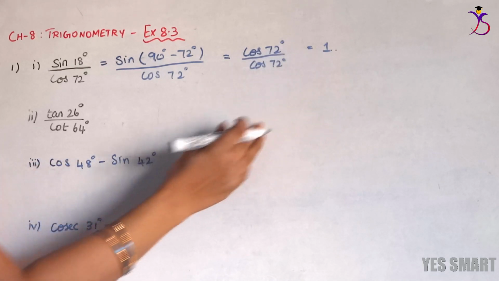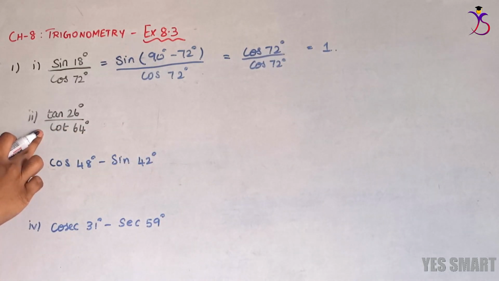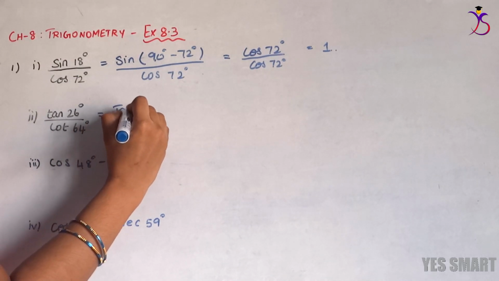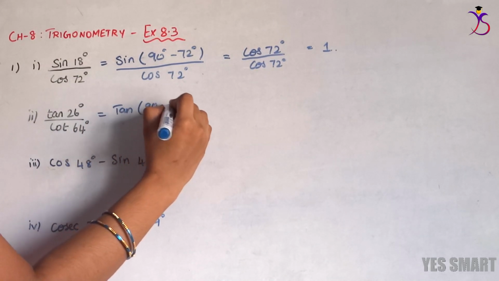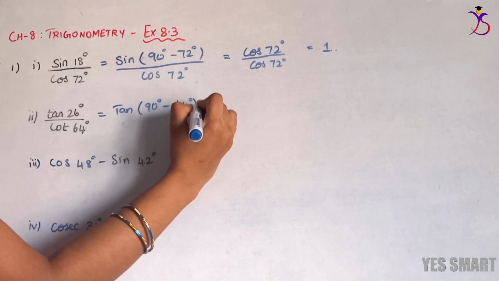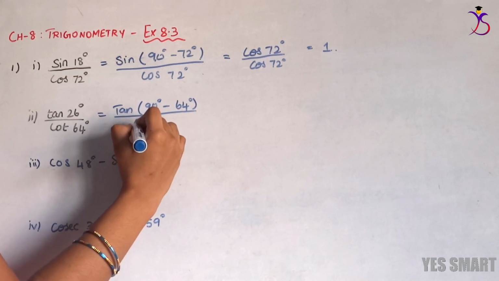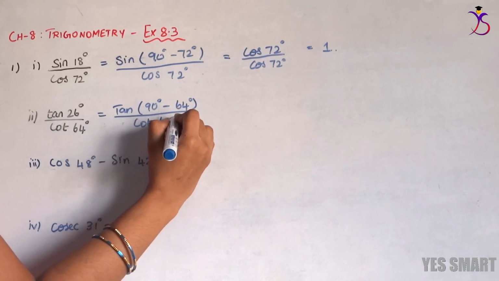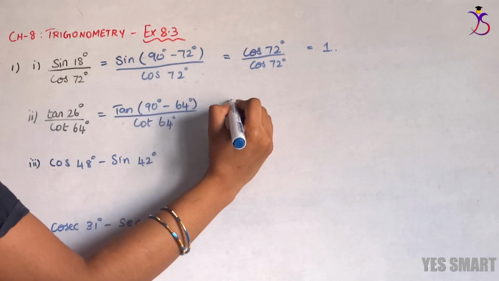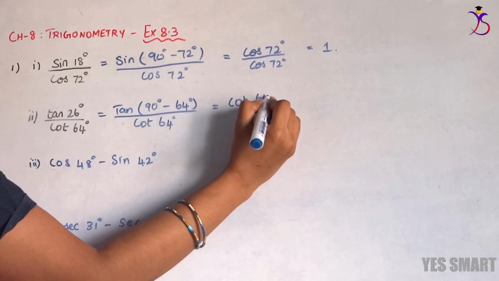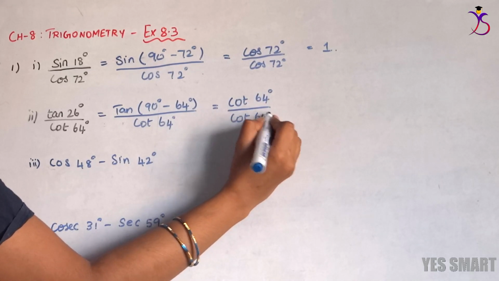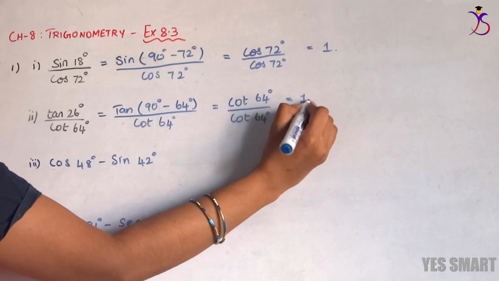And the second sum, tan 26 by cot 64. Now I am going to rearrange this tan 26 and write tan (90 minus 64) by cot 64. Why am I writing it as 90 minus theta? Because I will be rearranging everything in the form of 90 minus theta, since we know the formula: tan 90 minus theta is cot theta. So it is cot 64 degree, and the denominator is cot 64 degree. So cot 64 by cot 64 is 1.